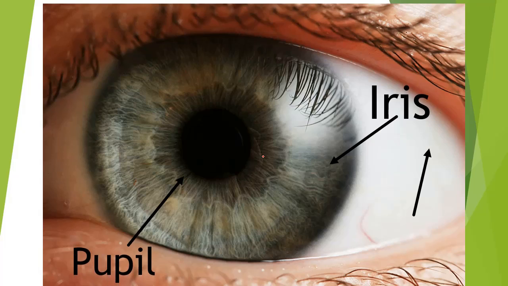Then you can see there is a black spot. This black spot is not actually a black spot, it's actually a hole from where light enters. This hole is called the pupil. Then comes this white part. This white part is known as the sclera.